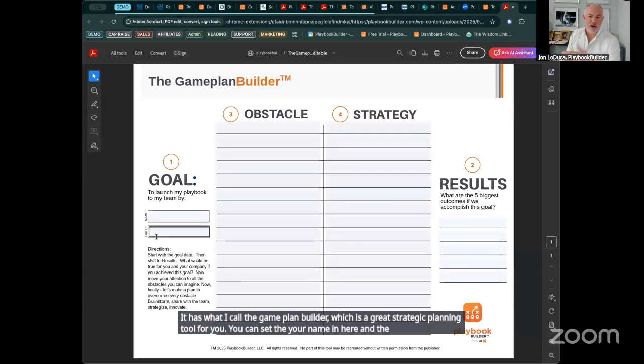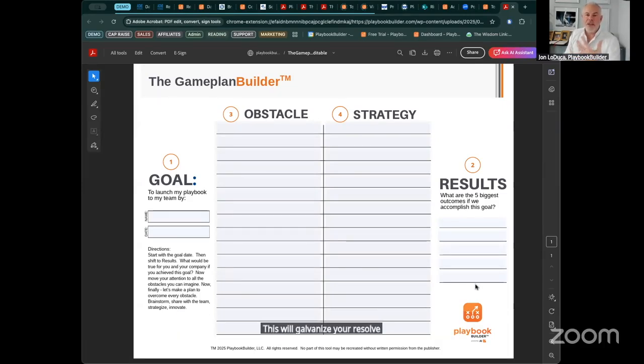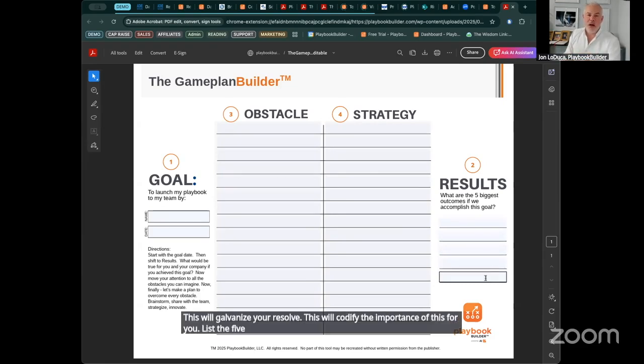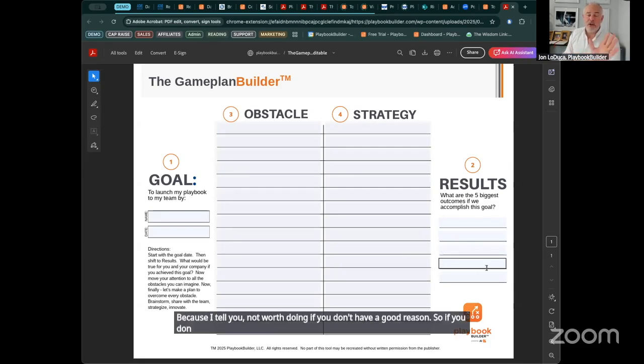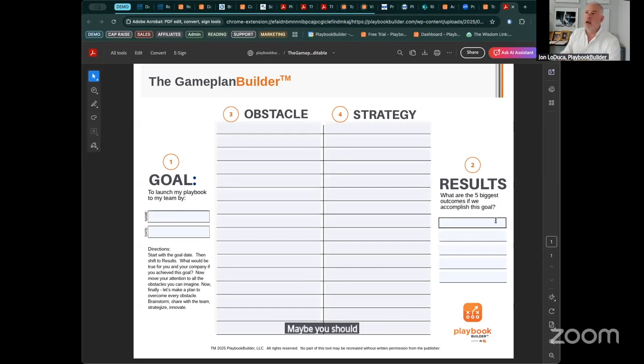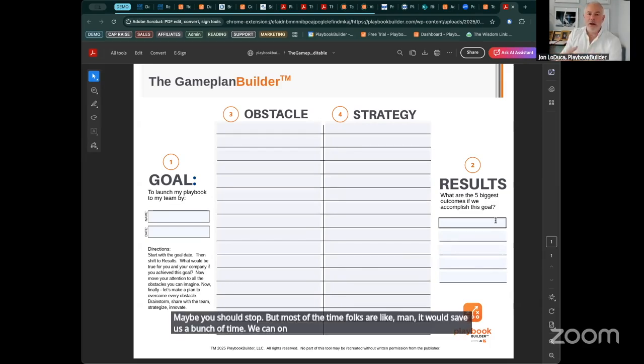And if you're trying to tackle process, what would be true if you did? This will galvanize your resolve. This will codify the importance of this for you. List the 5 big outcomes if you accomplished it. Because I'll tell you, not worth doing if you don't have a good reason. So if you don't have a good reason, maybe you should stop. But most of the time, folks are like, man, it would save us a bunch of time. We can onboard faster. It would really organize, structure the teams, and we would be more successful.